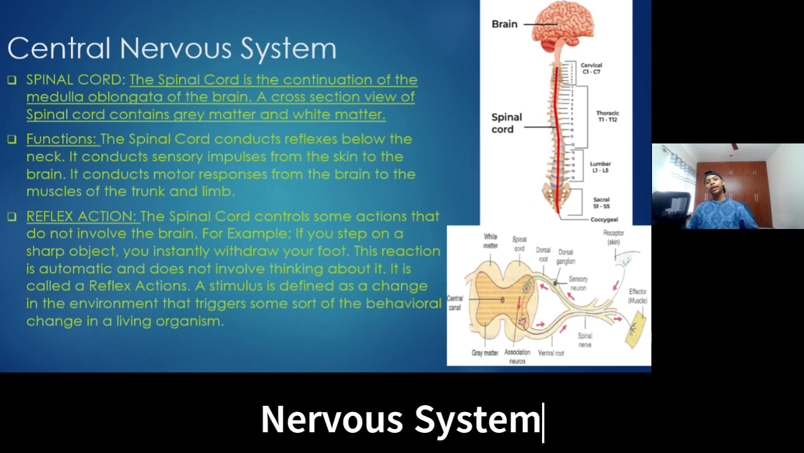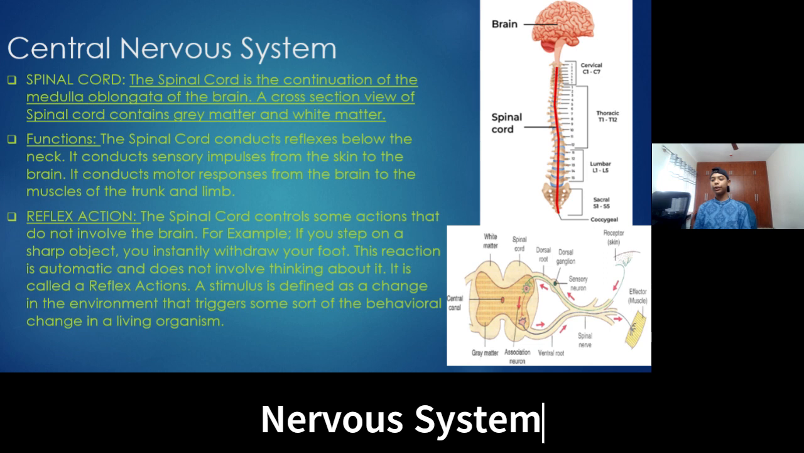Hello guys, in today's video I'll be explaining the continuation of my previous video on the spinal cord. The spinal cord comes under the central nervous system. It is actually the continuation of the medulla oblongata of the brain. A cross-section view of the spinal cord contains gray matter and white matter. This is where all the reflex action takes place.